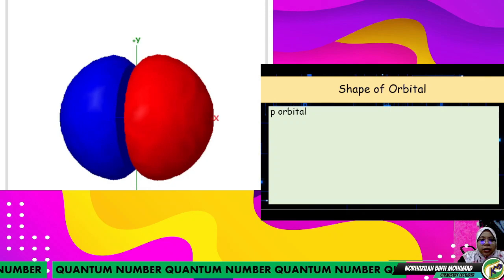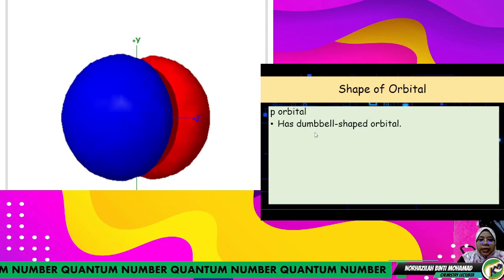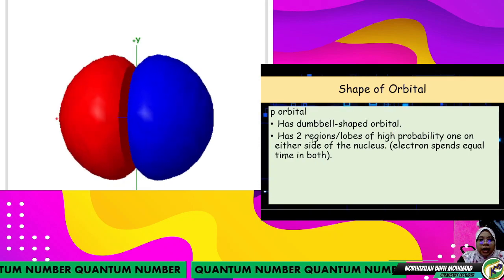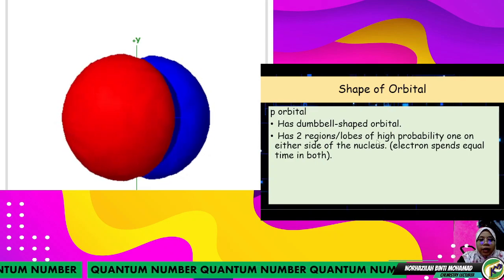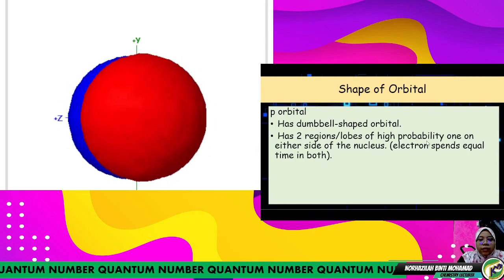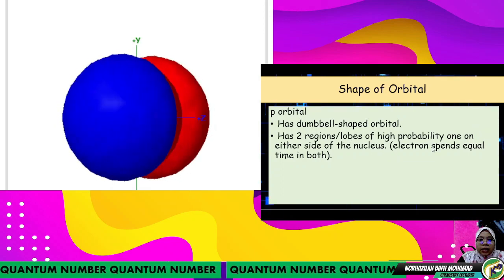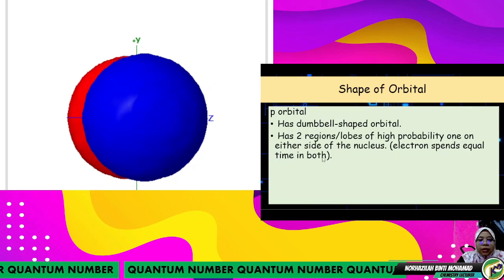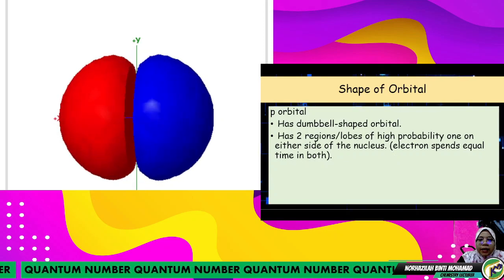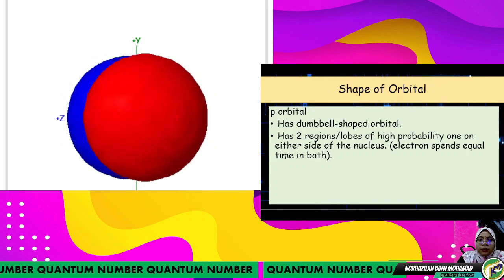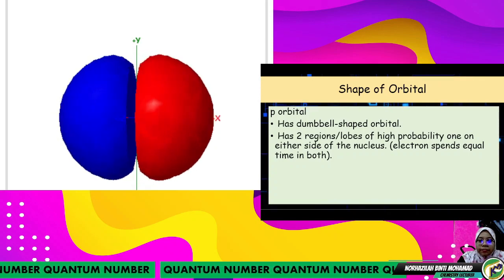This is the shape of p orbital. It has a dumbbell shape, because there are two regions or lobes of high probability, one on either side of the nucleus. The electron will spend equal time in both. So we see here it has two lobes. The electron will spend more time here.